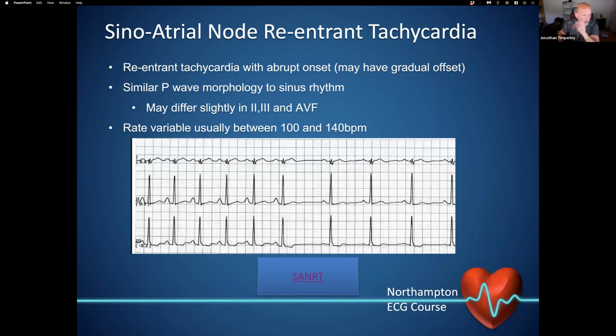And when's the commonest time that this occurs? Often it occurs after people have had an EP study, they've had an ablation. Sinoatrial node re-entrant tachycardia is very common after intervention within the atria, rather than it being a native problem with the heart.